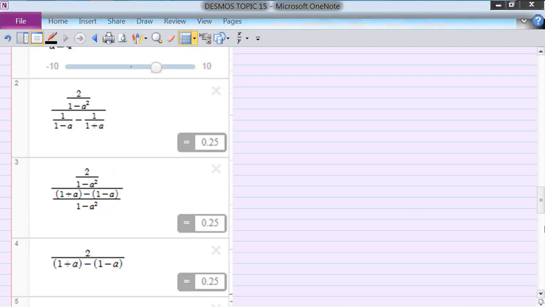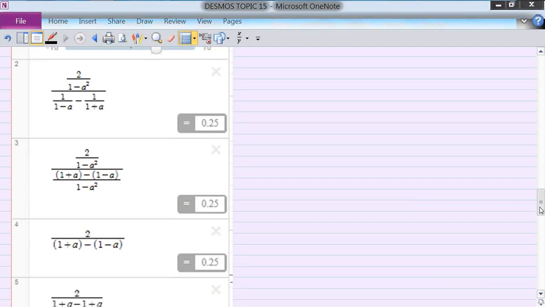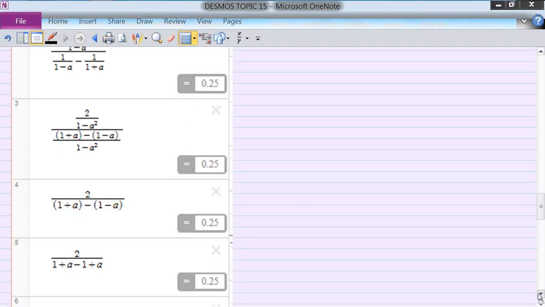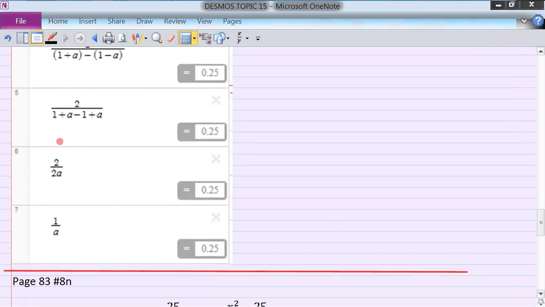Now, I'll agree that I'm going fast here, but we should really have mastered this topic 15 before we come to the Desmos. So go back to the problem, go back to the video if necessary, and make sure you understand that. Now, because the denominator here and the denominator here are the same, we can cancel, and we're left with 2 over 1 plus a minus 1 minus a. Notice, no change. No change. So we're reasonably assured that we've done everything right.